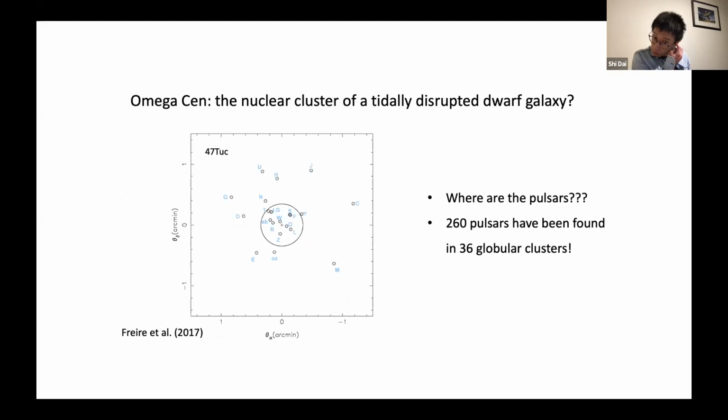And for pulsar astronomers, the biggest mystery about Omega Cen is, so where are the pulsars? Because we know that globular clusters are the best place to search for millisecond pulsars. For massive clusters like 47 Tuc, we say it holds close to 30 millisecond pulsars. So it's really confusing and hard to understand why we didn't find any pulsars in Omega Cen.